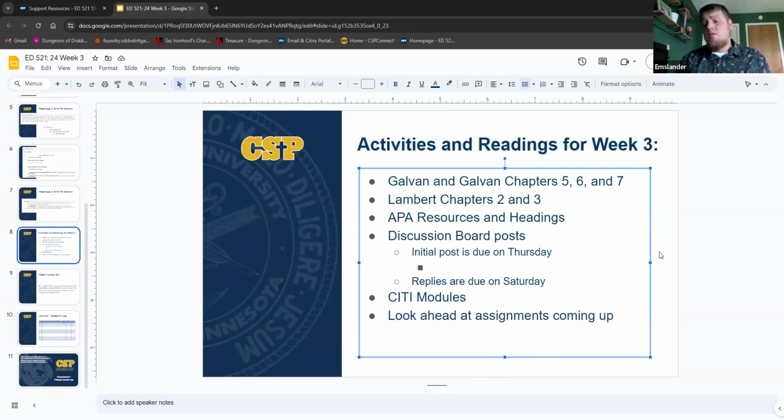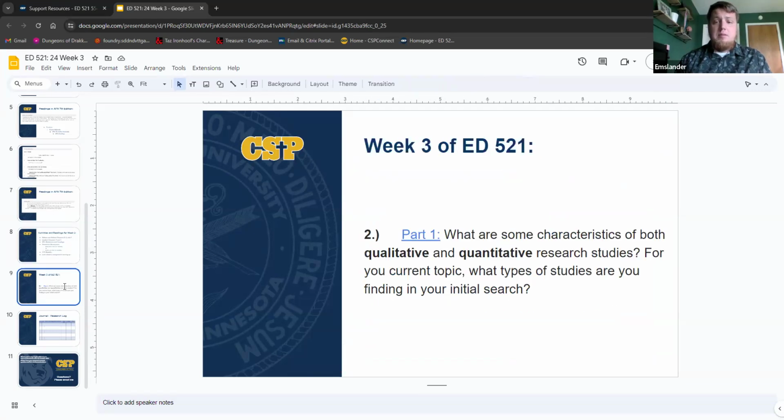Your activities and readings for this week are Galvin, chapters 5, 6, and 7, Lambert, chapters 2 and 3, APA resources and headings, discussion board posts, which are due, the initial post is due Thursday, and replies are due on Saturday. CITI modules, if you have not completed them already, and then starting to think about your final paper that is due week 7. Remember, the week 3 assignment is due this week.